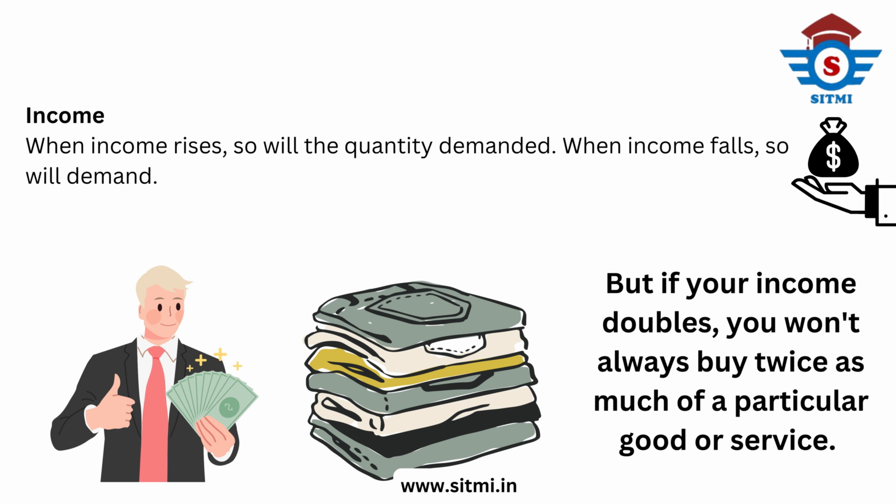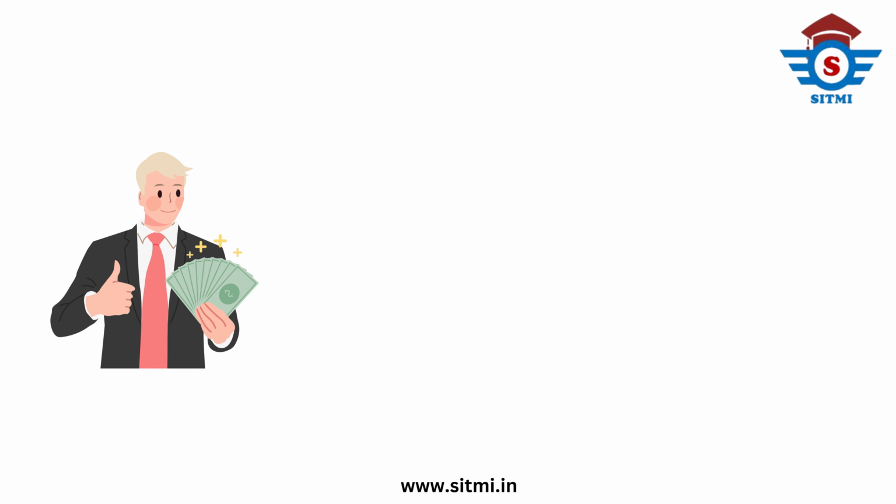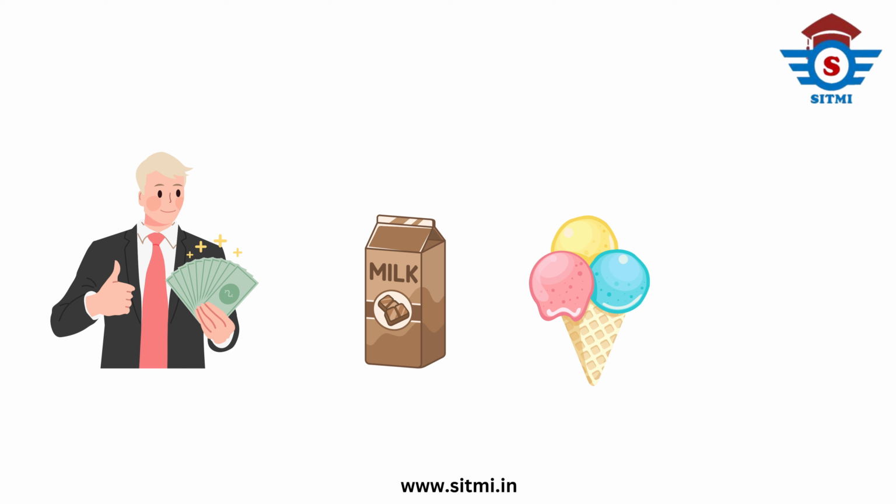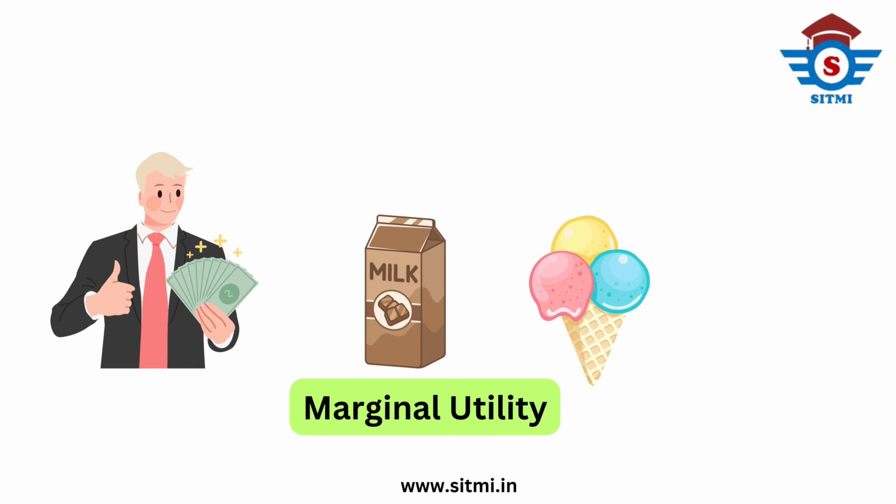But there are certain products for which even if your income doubles or triples, you will not buy those products in double or triple amount. For example, if you're consuming milk of, let's say, 2 liters in a day, even if your income doubles or triples, you will not consume more. Or if your income doubles, you will not eat double the ice cream than your previous consumption. This concept is called marginal utility. It says that no matter how wealthy you are or how much your income is, there are certain products whose demand will not be impacted by your income.